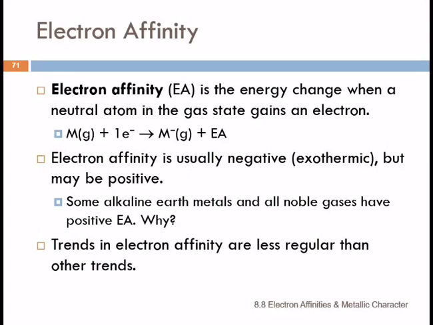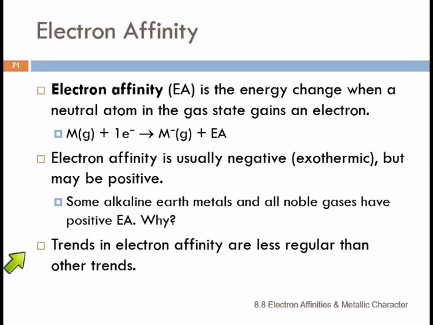Why would the noble gases not want to take an extra electron? They're already stable. They're good. They're like, no, I don't need another electron. I'm perfect. Everything's good. If I take that extra electron, it's going to mess everything up. You're going to have to pay me a bunch of money to get me to take that. And the alkaline earth metals also do not want to take on an extra electron.